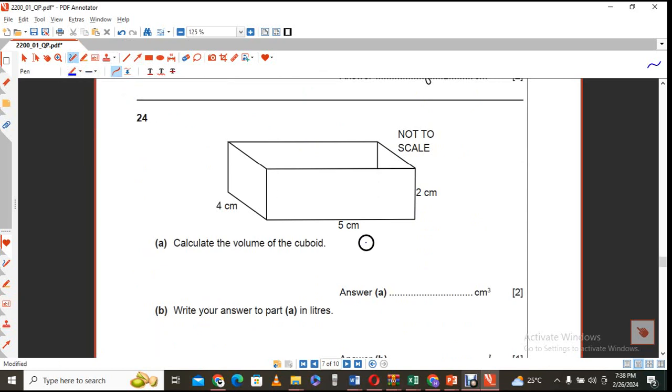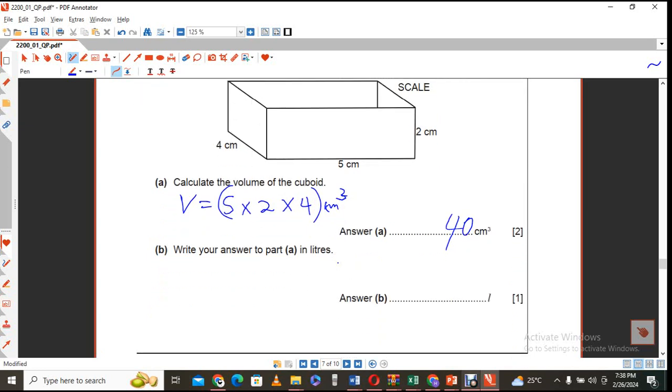When they ask you to find the volume of the cuboid, of course, you just also go ahead and multiply. So it's easy then to say volume would be 5 times 2 first times the 4, because 5 times 2 is 10 and 10 times 4 is 40 cubic centimeters. They say write your answer in part A in liters.